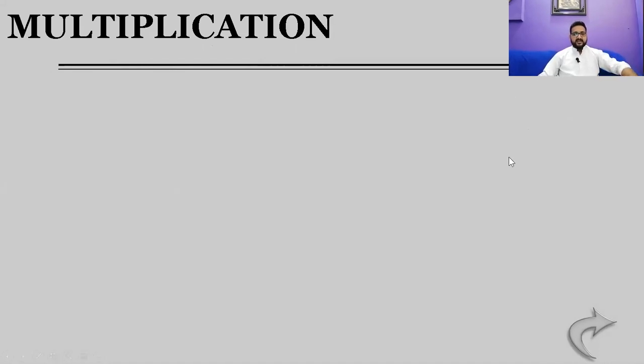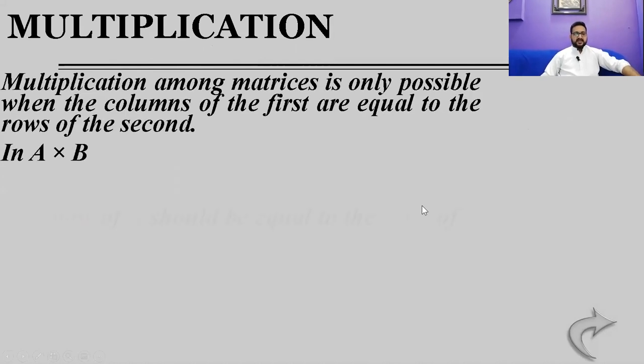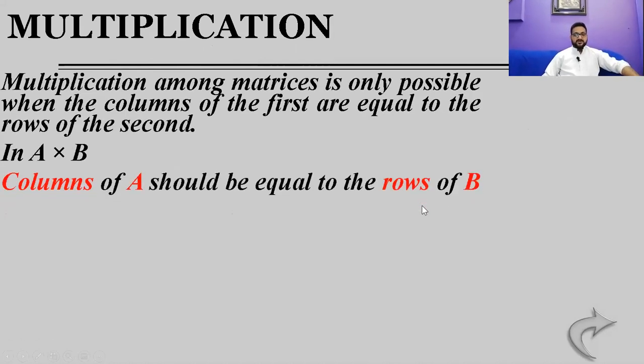In the case of multiplication, this is the rule of the multiplication. Looking at this rule, we can tell whether multiplication will be possible or not. How to multiply is a different thing, a new topic, for which we have a question. So the rule is this: the columns of matrix A should be equal to the rows of matrix B.